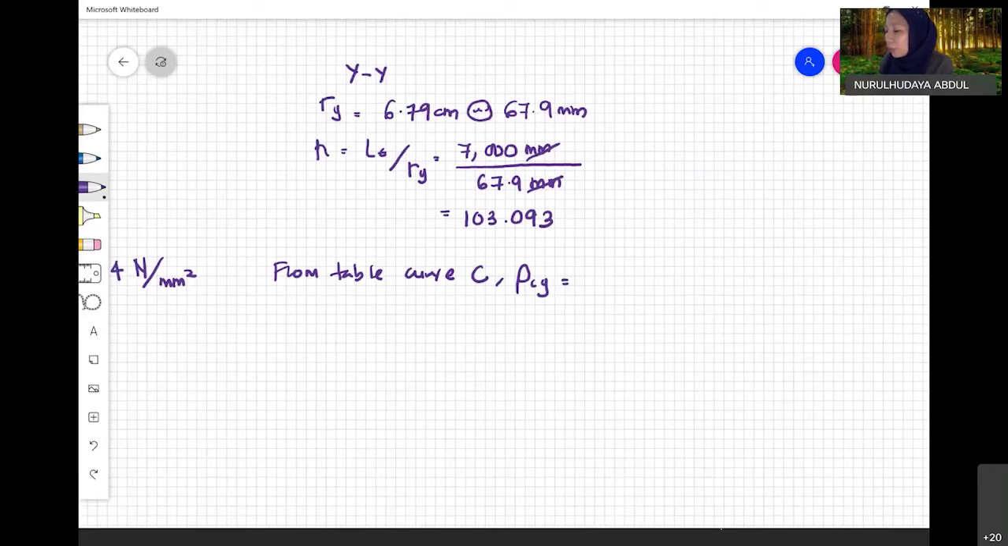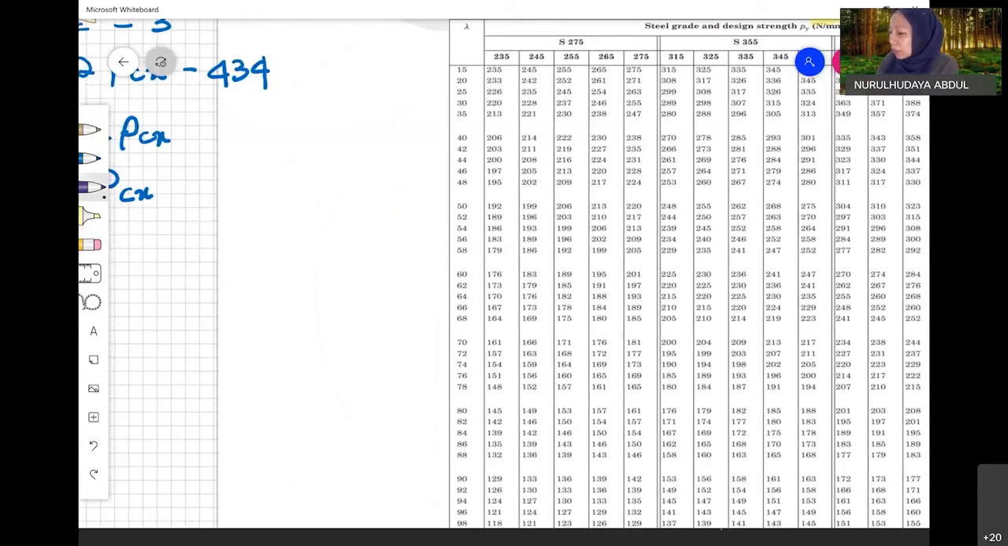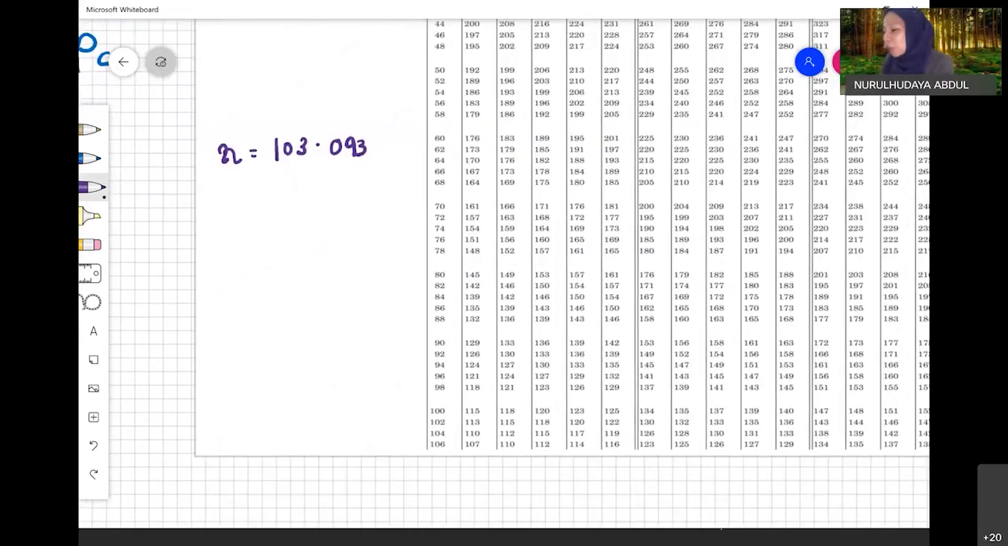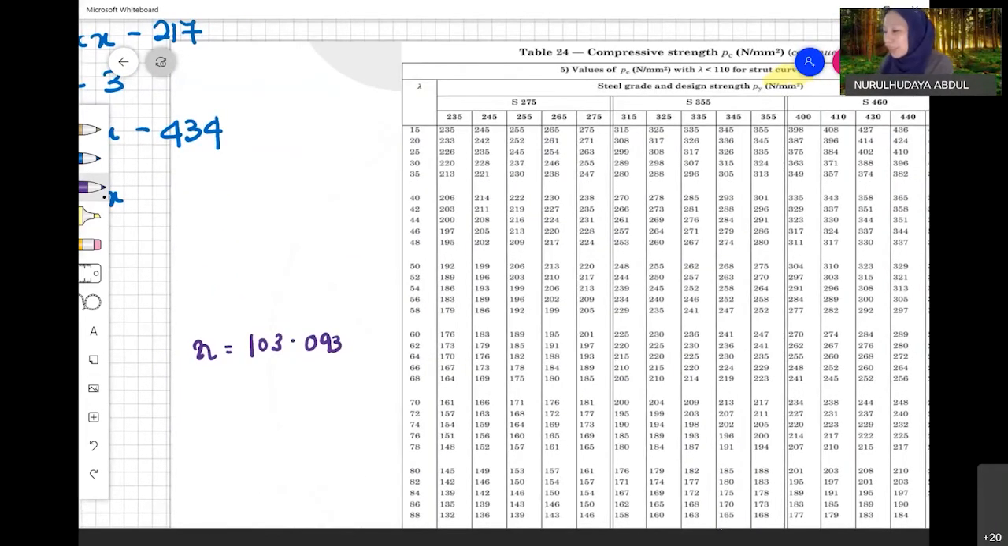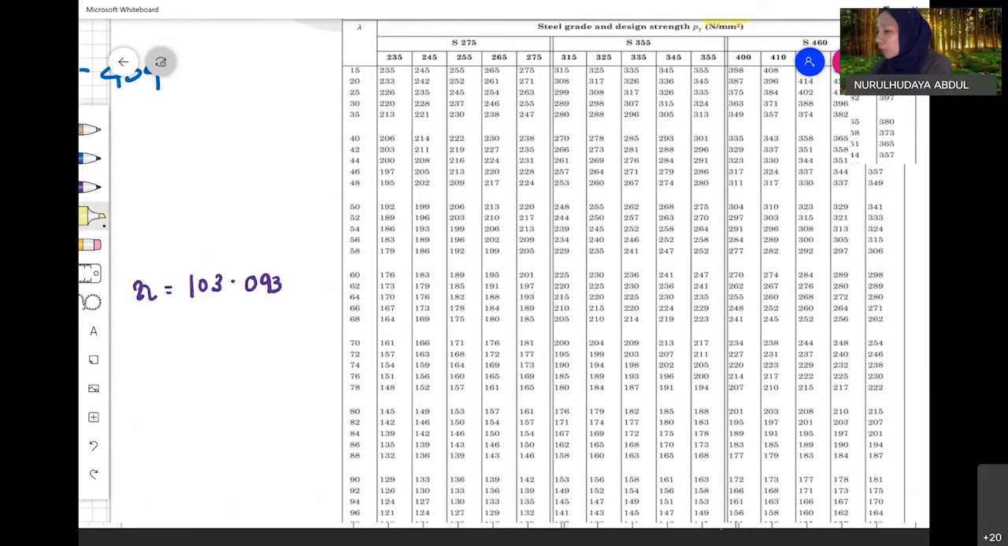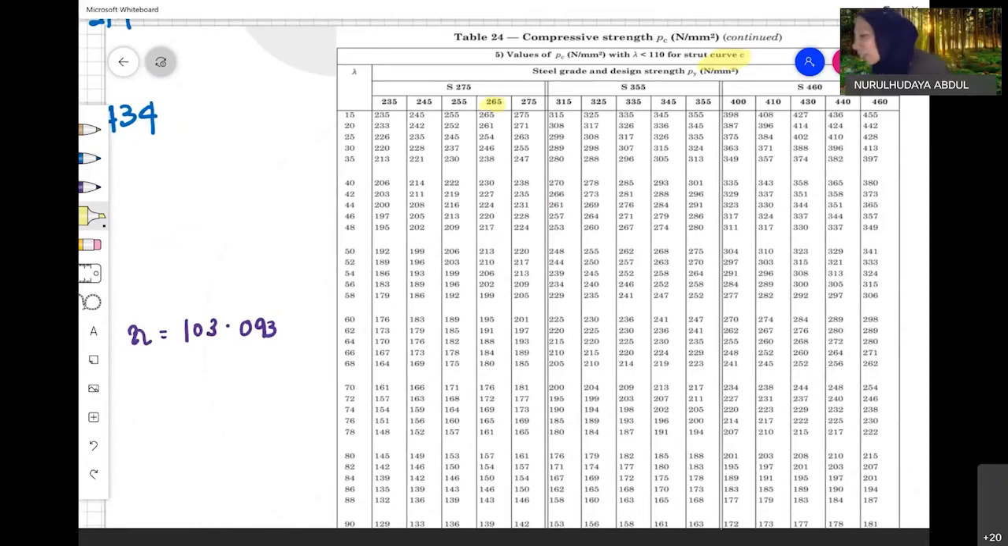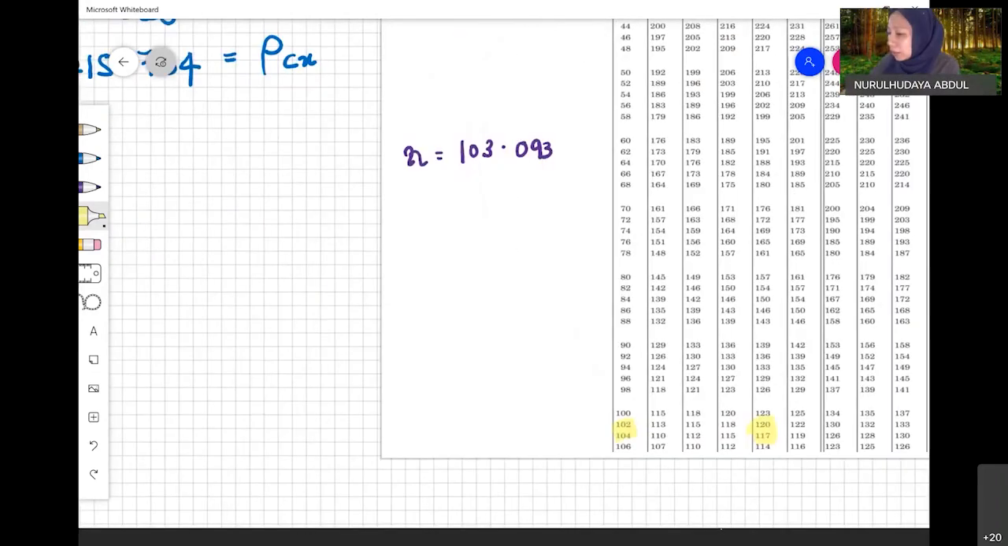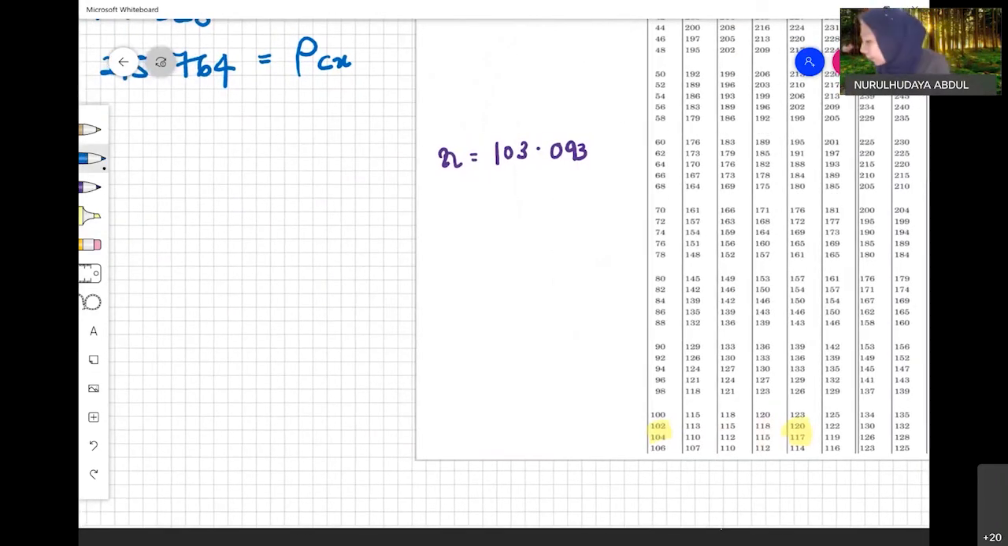Slenderness ratio 103.093. When you look at the slenderness column on the left, there is no 103.093, only 102 and 104 here. Because it is in between these values, we highlight them. At the same time, we also look at the PY, which is the steel strength. Steel strength is 265, PY is 265.